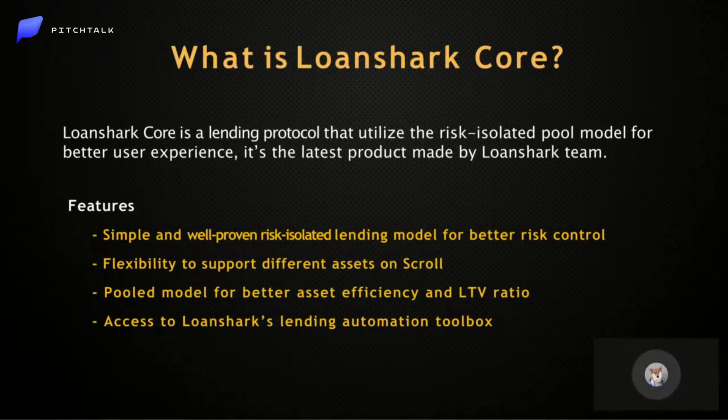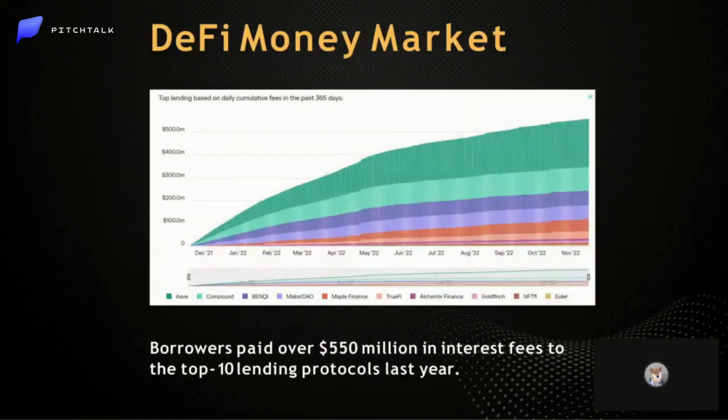Its main features are, first, a simple and well-proven risk isolated lending model for better risk control, and also the flexibility this model brings to support different assets on Scroll. This pooled model is also better for asset efficiency and LTV ratios. And a big plus is that all users of LoanShark Core have access to our team's lending automation toolbox, which includes a few different functions.